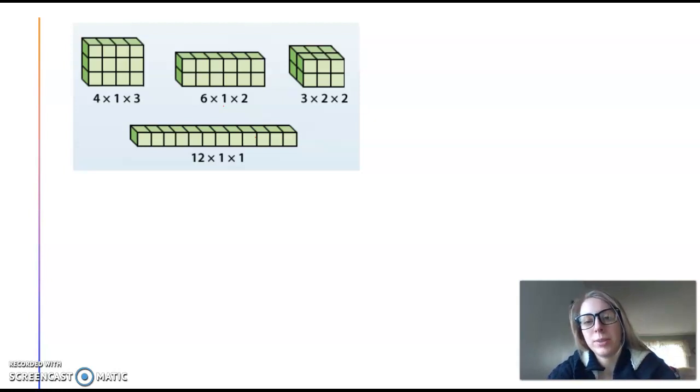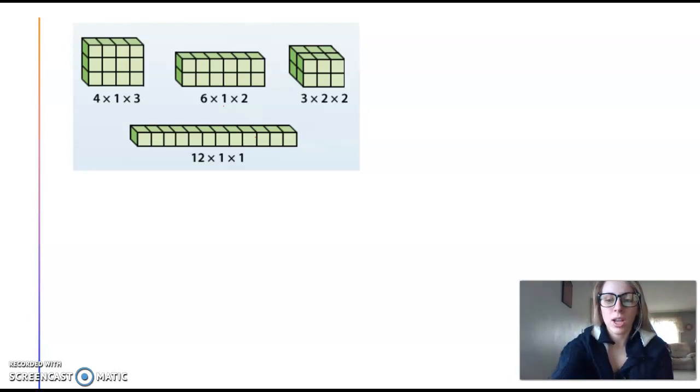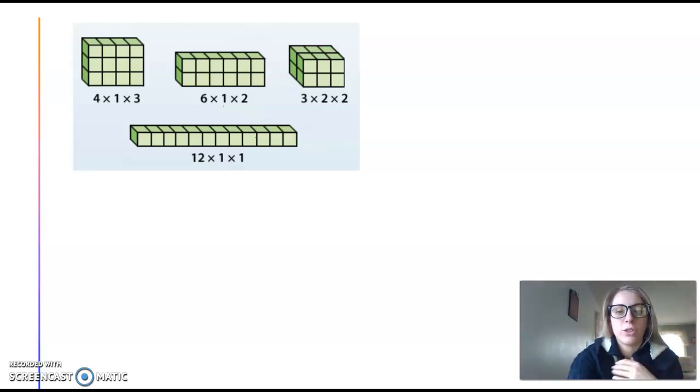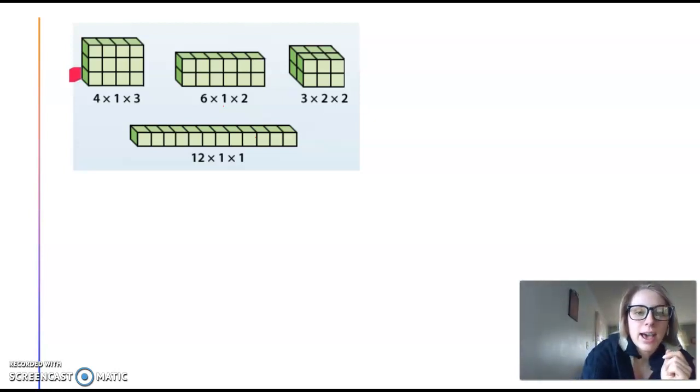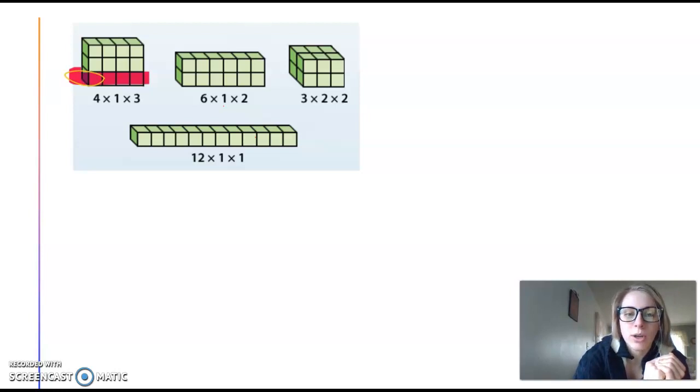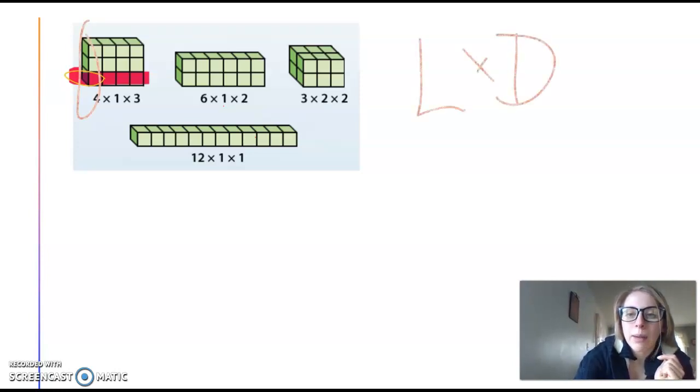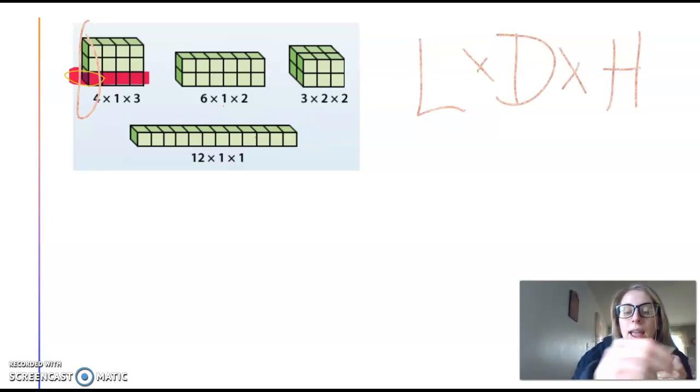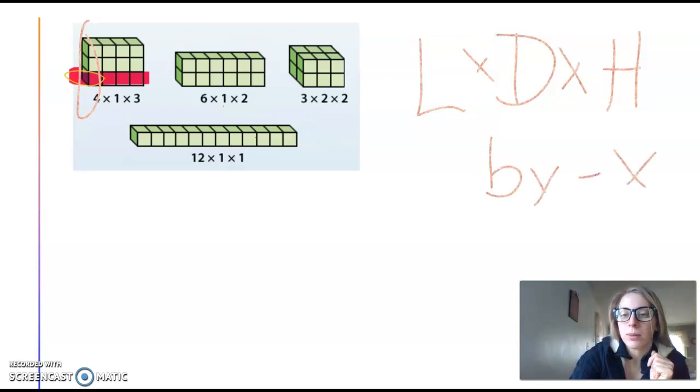So when you're working with these problems today, 5th grade, you're going to be doing 3 numbers multiplied by one another. If we look at this first figure that they drew, we're going to see that they have 4 on the bottom, and then you're going to want to look how many deep it is. So it's 1 deep, so 4 by 1. And then how tall is it? It's 3 tall. So it's length by depth by height.